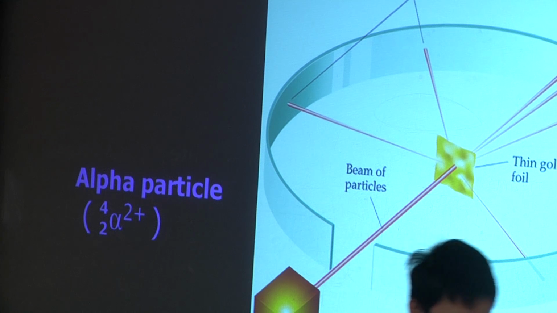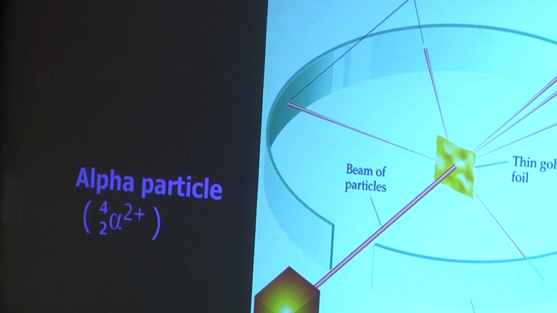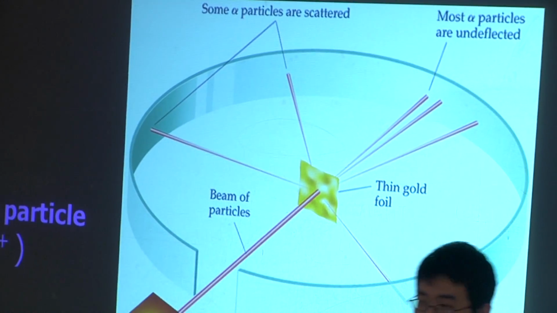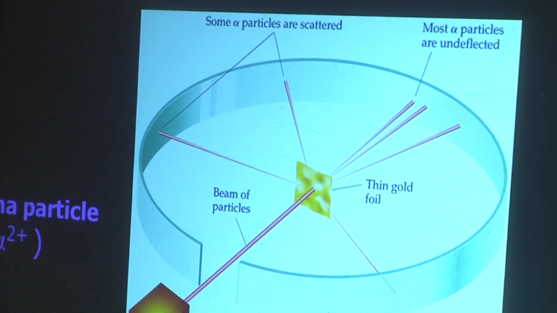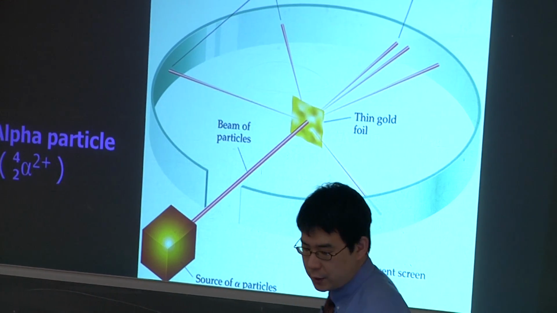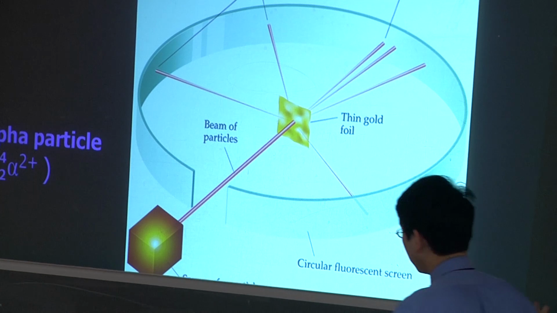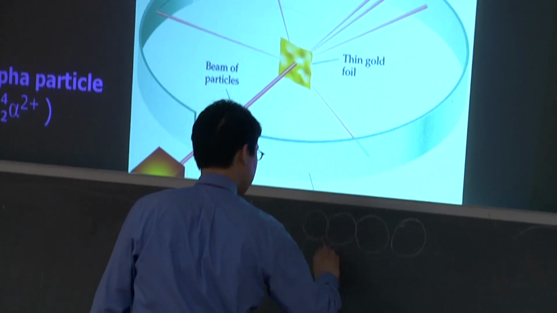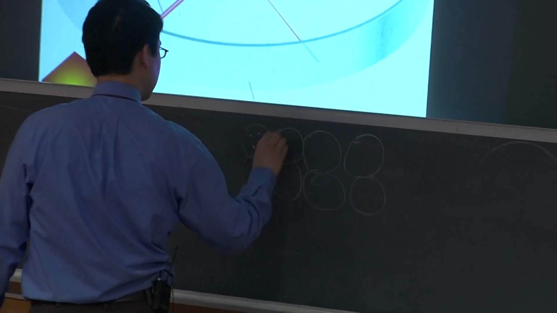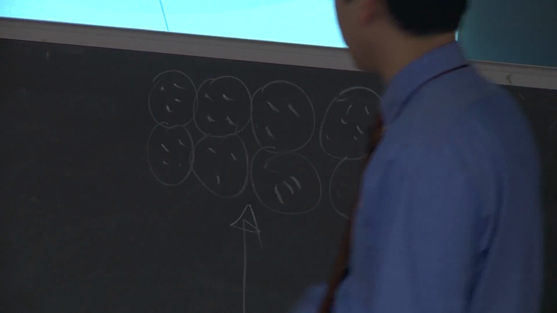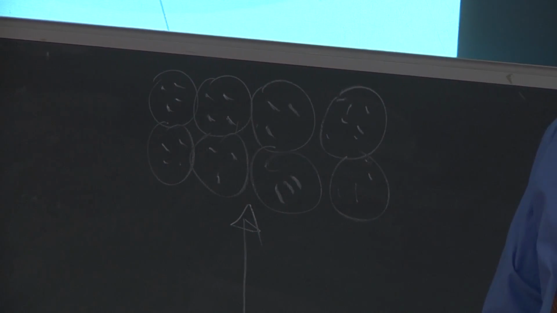And he was able to shoot a beam of them. What he had here was a very, very thin foil made out of gold. So if you considered the plum pudding model and you had atoms kind of like this, with the goodies embedded in them, and you shot a beam, what would happen? What would you expect?